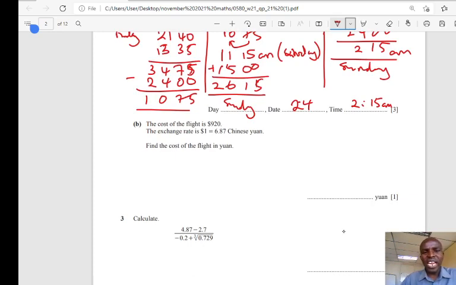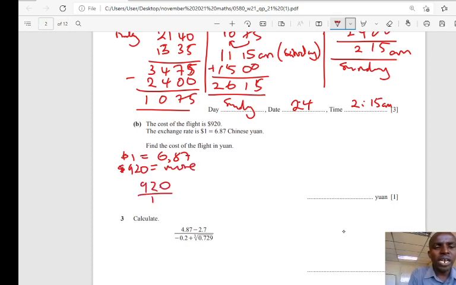Next question, part B. The cost of the flight is $920. The exchange rate is $1 to 6.87 Chinese yuan. Find the cost of the flight in yuan. Right, just use proportion here. $1 is equal to 6.87 yuan. What about $920? So it's more. You just say 920 over 1 times 6.87. Use your calculator. It's just 920 times 6.87.